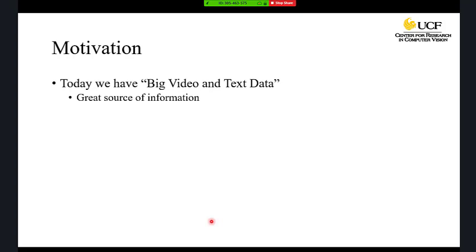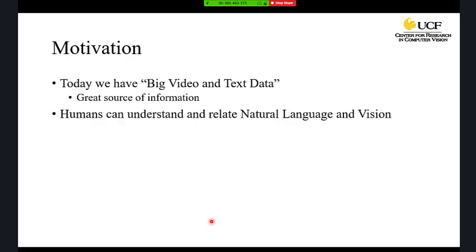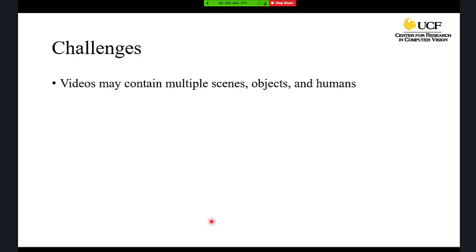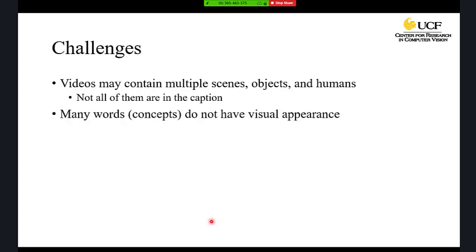So today we have access to this great source of information. And on the other hand, we know that humans also can understand natural language and vision jointly. So this motivated me to study machine learning based methods for video content understanding using text. There are some challenges to that. Videos may contain multiple scenes, objects, and humans, and not all of them are in the captions. Also, there are many words in the captions that don't have any visual appearance. For example, in rabbit eating a sweet watermelon, we don't have any clear visual pattern for the word sweet.